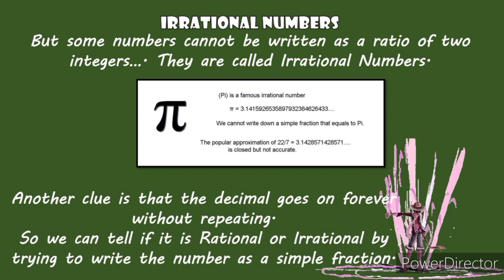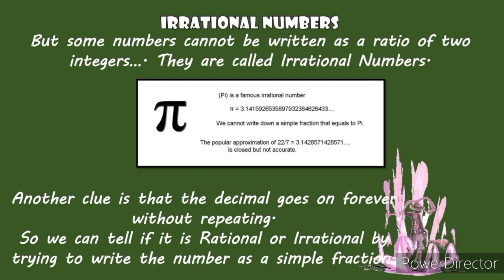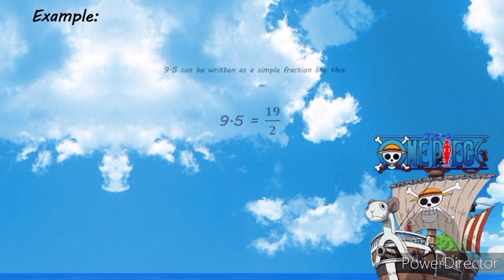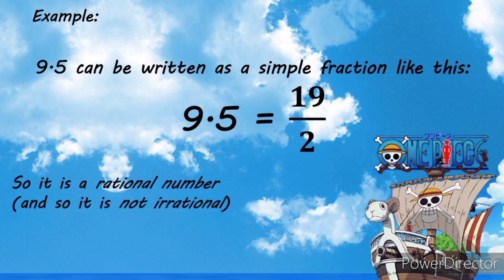Another clue is that the decimal goes on forever without repeating, so we can tell if it is rational or irrational by trying to write the number as a simple fraction. Let's try this given example. 9.5 can be written as a simple fraction like this. 9.5 is equal to 19/2. So, it is rational number, and so it is not irrational.